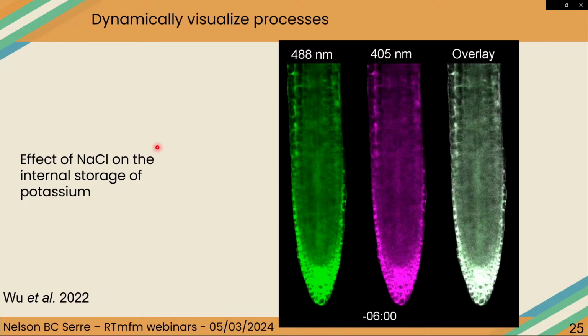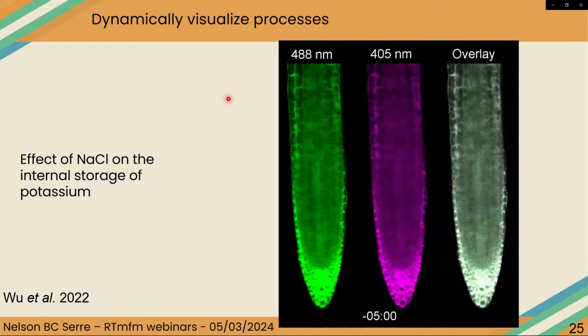And a last example, I really like this one, is the effect of sodium on the storage of potassium in the roots. So when you put sodium on roots, they actually kind of leak all their potassium from their cells to counterbalance the massive entry of sodium in the cytoplasm, and kind of like temporarily at least reestablish their membrane potential. This biosensor is a ratiometric biosensor, and the more green you see, the more potassium there is, and the more magenta, the less potassium you have.